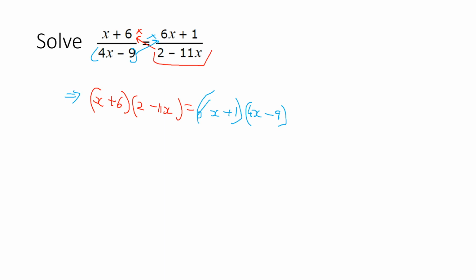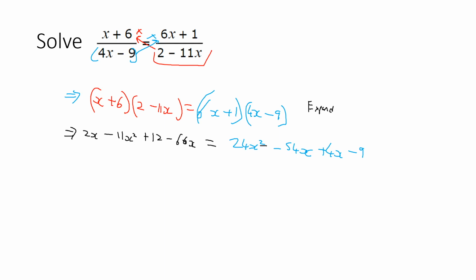Now what we need to do is expand. So when we expand, we get 2x minus 11x squared plus 12 minus 66x, and that's equal to, on the other side, 24x squared minus 54x plus 4x minus 9. And what do you notice about this equation?